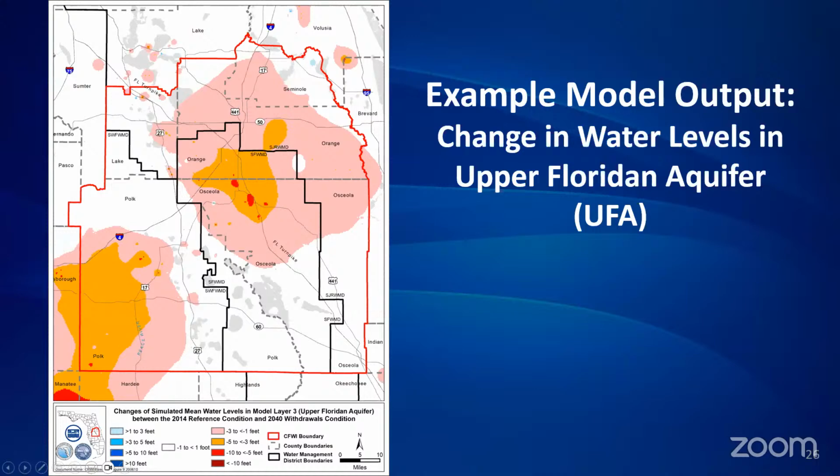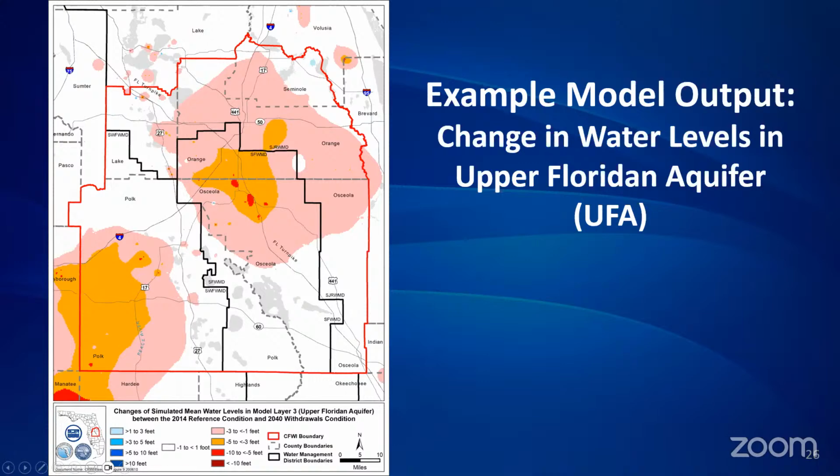And we looked at the change. In this particular case, it was from the previous modeling effort that was done to support the 2020 plan. And we looked at the 2040 condition minus the reference condition. And we looked at the difference in water levels between those two, in this case, in the upper Florida aquifer, and we plotted that out on this graphic.